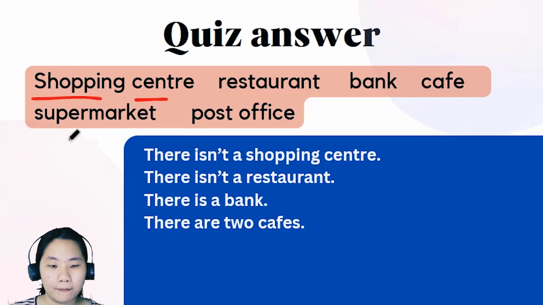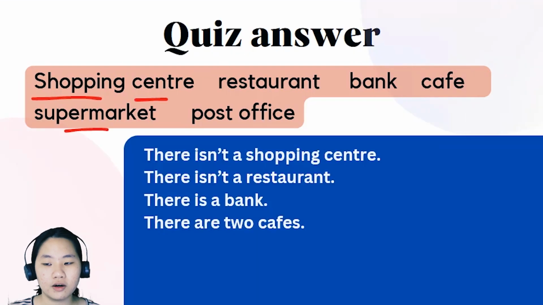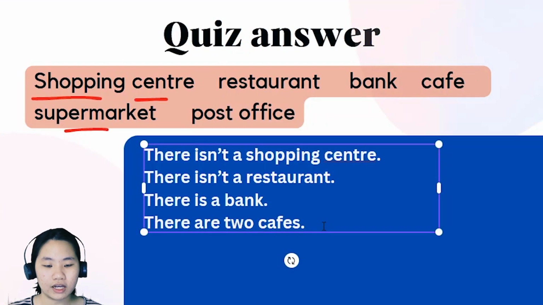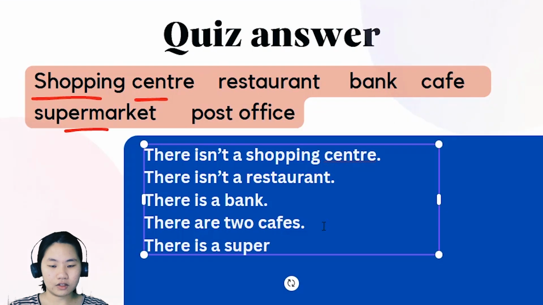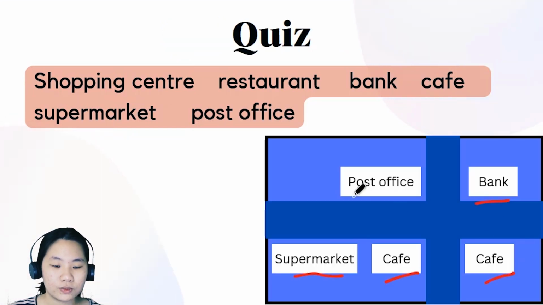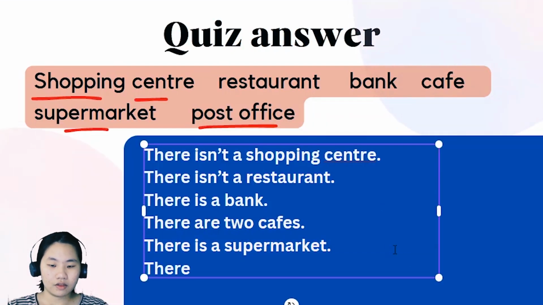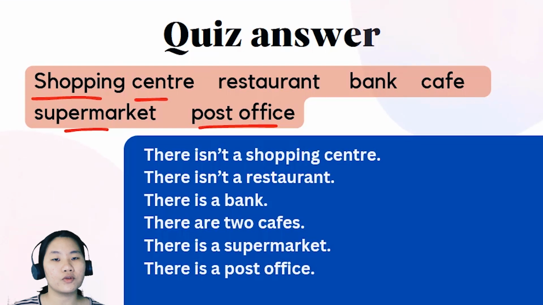Next up, supermarket. Let's go back and see. Yes, we do have a supermarket right here, but there's only one supermarket, so we'll write there is a supermarket. Okay? And then last but not least, post office. Do we have it? Yes, we do. One post office. There is a post office. Okay, I hope that you remember that and knowing how to use there is, there isn't, there are, there aren't. Now we'll move on to reviewing the words that we've learned today.